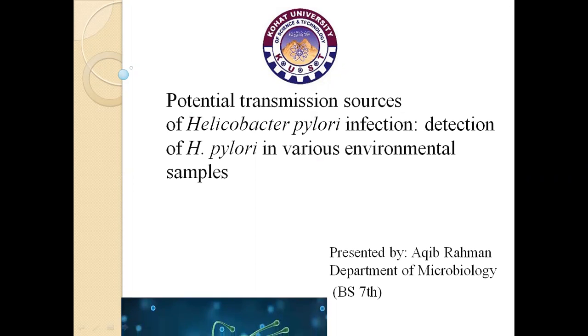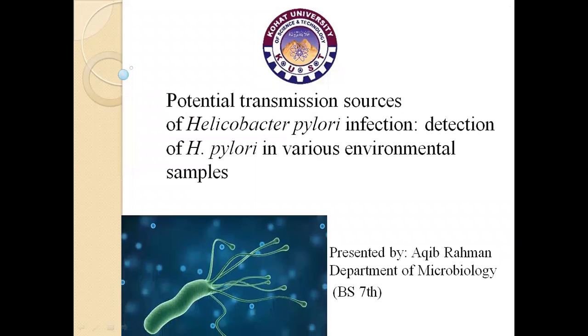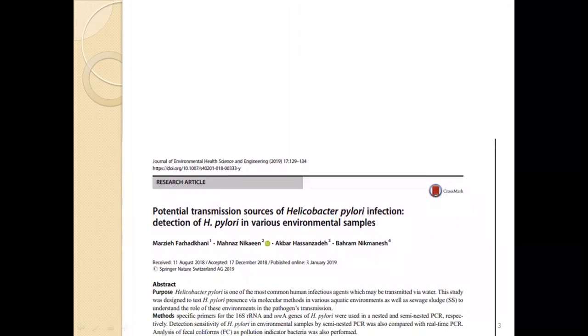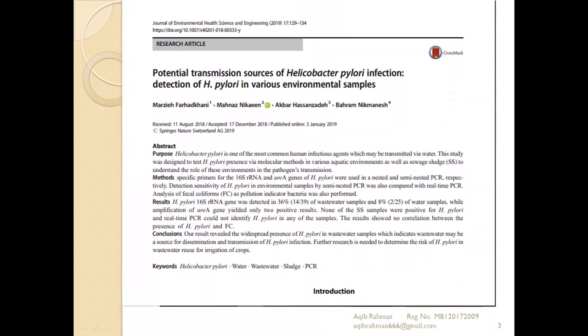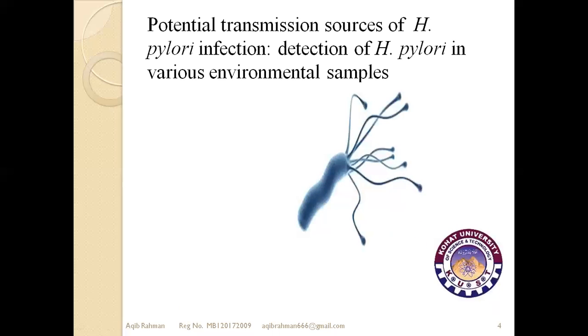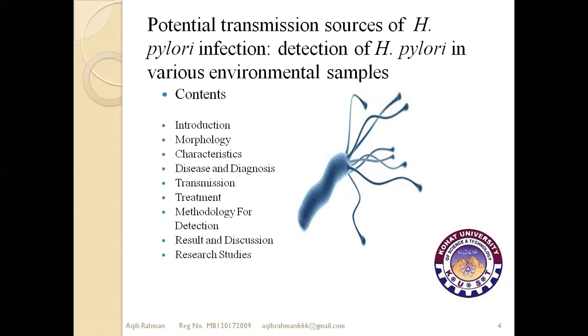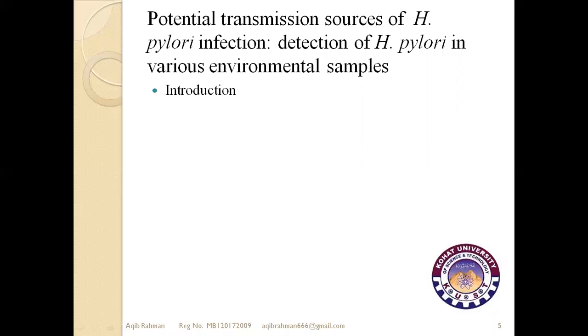Today we will discuss the topic potential transmission source of Helicobacter pylori infection, detection of H. pylori in various environmental samples. This is the research paper which gave the concept of such topic. This research paper was published in Journal of Environmental Health Science and Engineering. These are the contents of presentation: introduction, morphology, characteristics, disease and diagnosis, transmission, treatment, methodology for detection, result and discussion, research studies, and references.